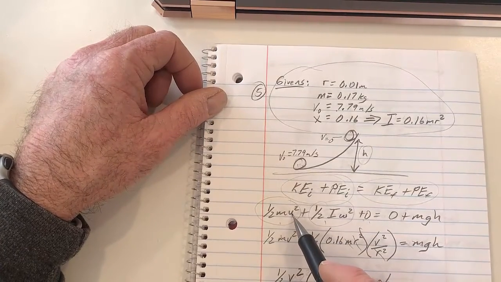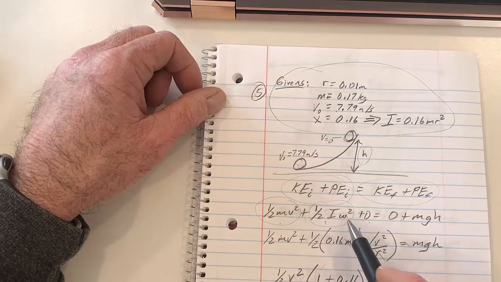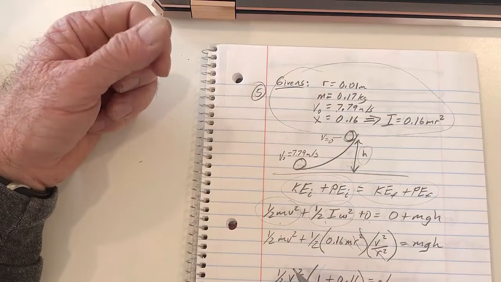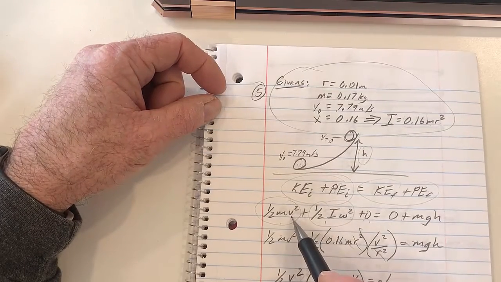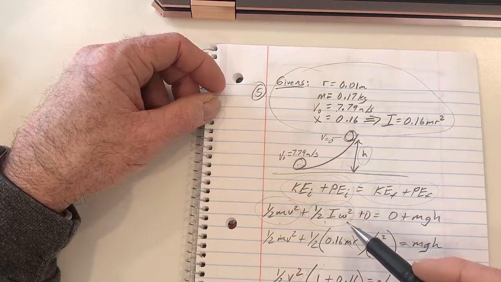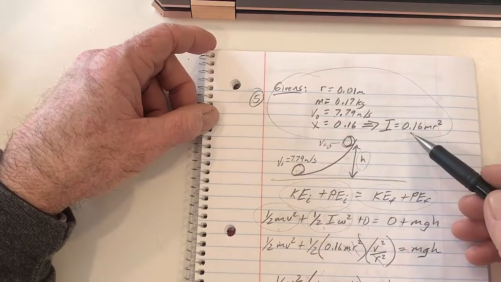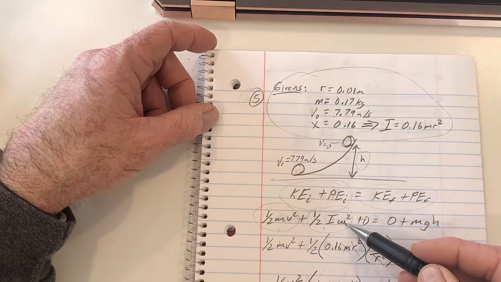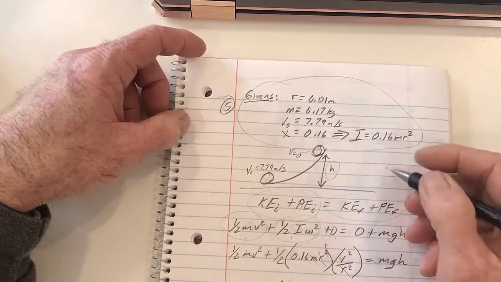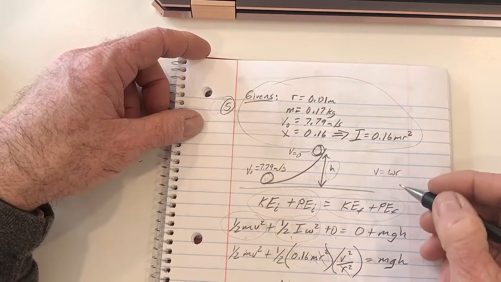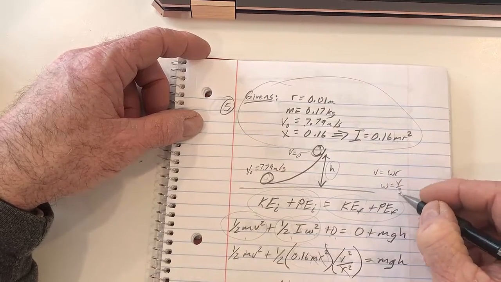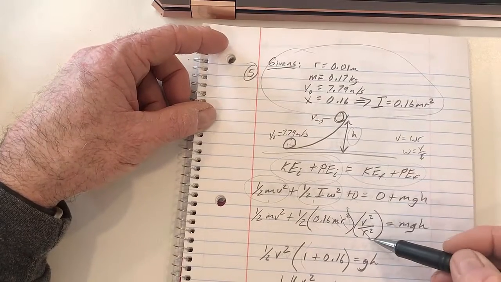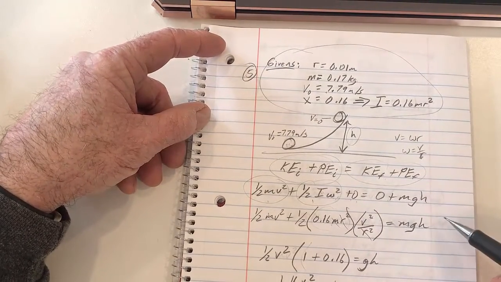Since I've got linear velocity here and angular velocity there, I need to make those the same. I probably could have converted this to angular, but I'm just in the habit of making this linear. So I, remember, is 0.16 mr squared. And omega is equal to v over r. So v equals omega r, and omega equals v over r. Just how we convert back and forth. So omega squared is v squared over r squared. And then on the right, I've still just got mgh.